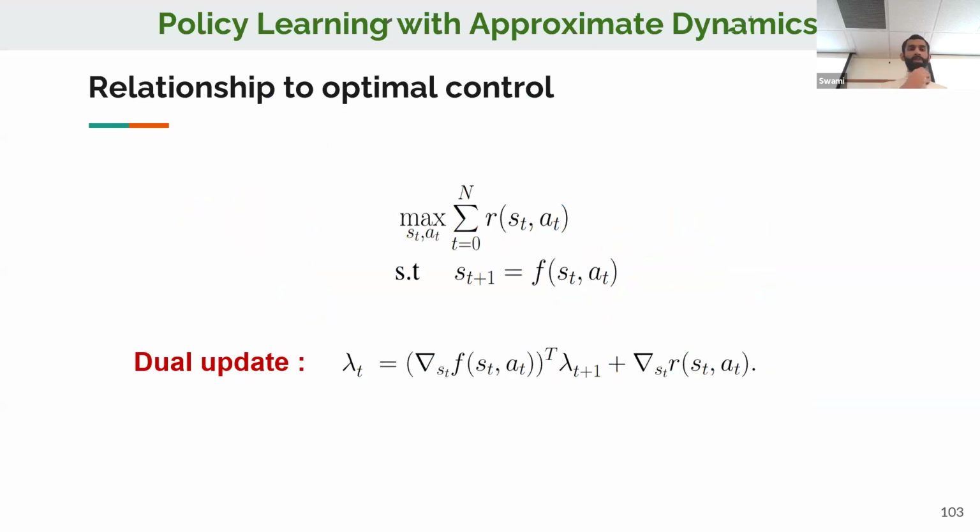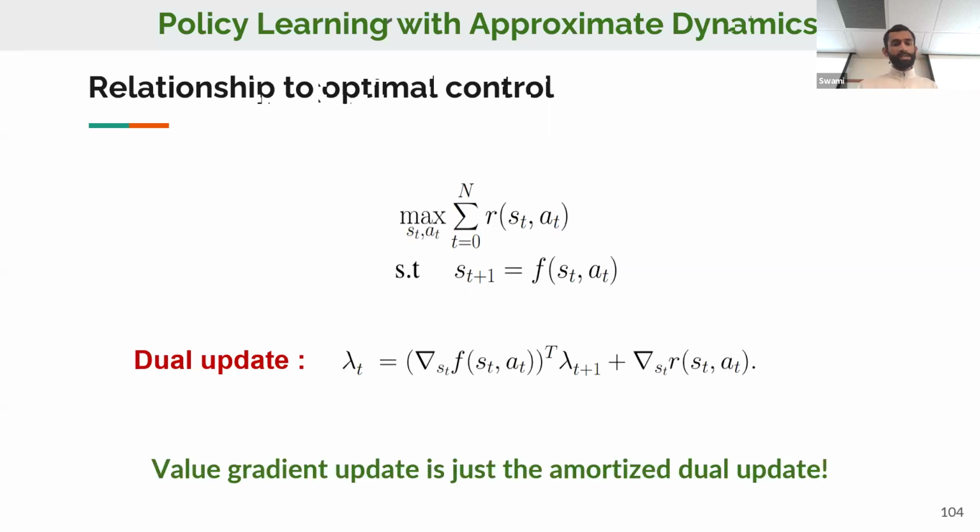And interestingly, what we also find is that if you look at the original optimal control problem that we had earlier, the dual updates of the problem actually look very similar to the value gradient update that we just proposed. And what that suggests is that the value gradient update we proposed is essentially just an amortized dual update for the underlying optimal control problem. There are, of course, some nuances here, in that the dual update here is on the value function v, and the update we proposed earlier was on the q function q, but I'll leave out those details.